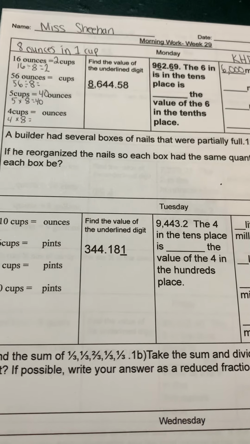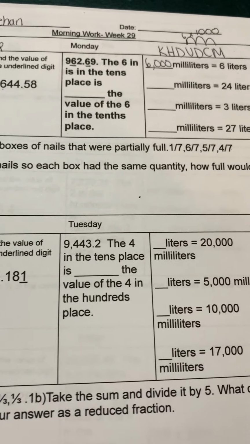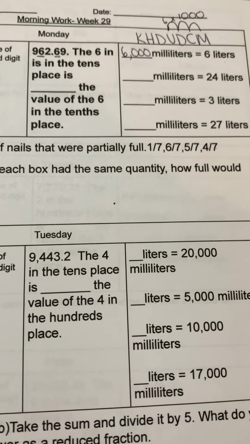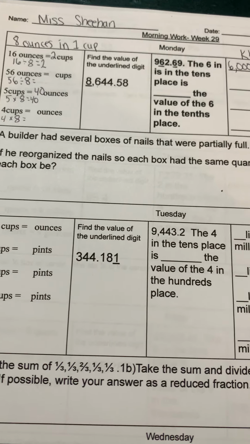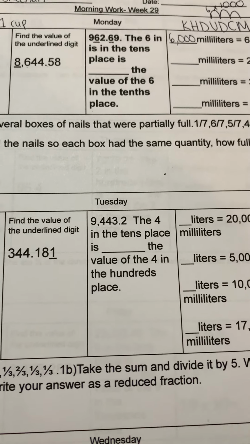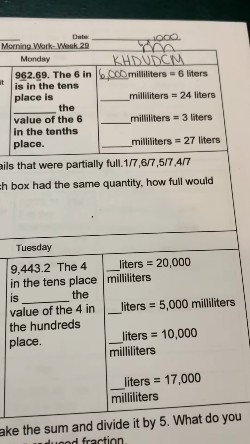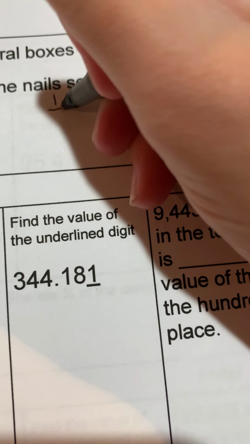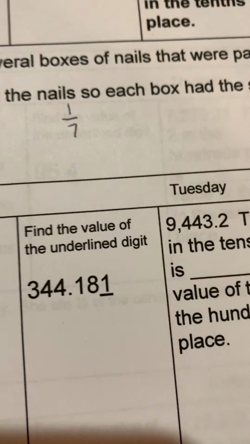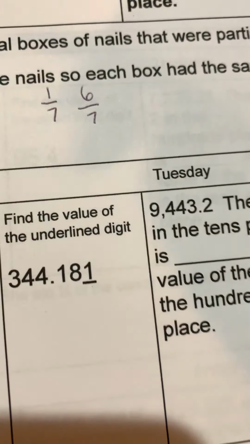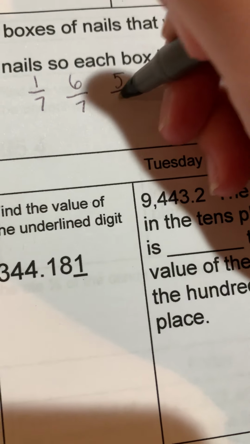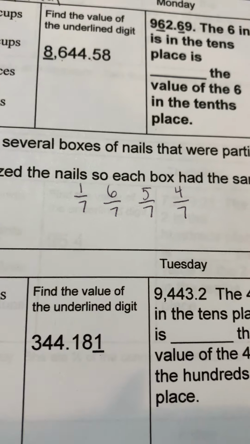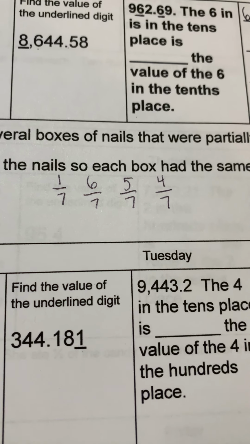The last one, a builder had several boxes of nails that were partially full. 1/7, 6/7, 5/7, and 4/7. If he reorganized the nails so each box had the same quantity, the same amount, how full would each box be? I'm going to write down what we have. One is 1/7 full. The next is 6/7 full, 5/7, and 4/7. We want all the 4 boxes to have the same amount in them.